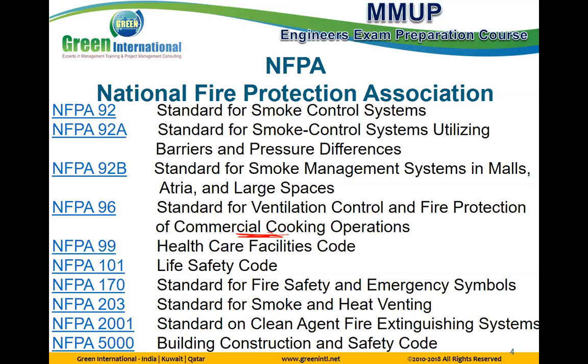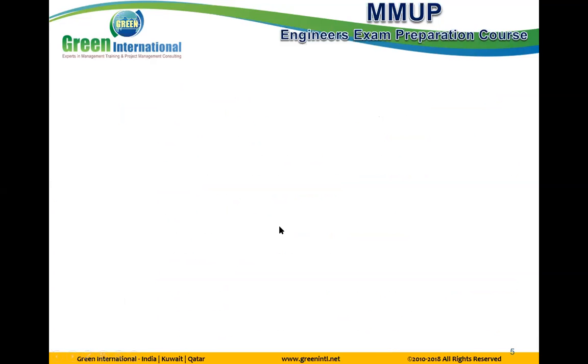2001 focuses on clean agent fire extinguishing systems, and normal automatic ones also. Like FM200, for example, used for substations, and other clean agents can be used. It focuses on clean agent fire extinguishers, aerosol, for example, and so on. 5000 is the building construction and safety code. This is an important code, and we will focus on it and it will come in the exam.